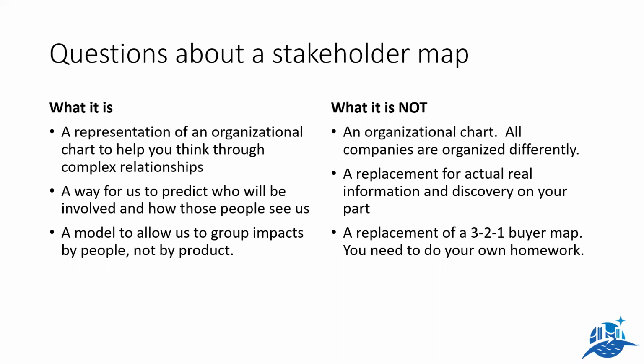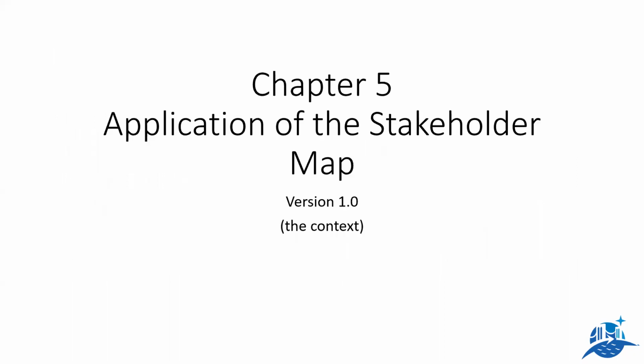What is it? It's a model to help us group impacts by people, not by products. What it is not is a replacement of the 3-2-1 buyer map. You still need to do your own homework. So what does this mean? What we are looking to do is move away from organizing the conversational content that you have about OmniTracks products and services to make you learn every single product. What we're doing is flipping it around and organizing the benefits to key stakeholders so that you can concentrate more on learning about the companies that you're dealing with, and then get the information that way. So those are the key points about a stakeholder map.